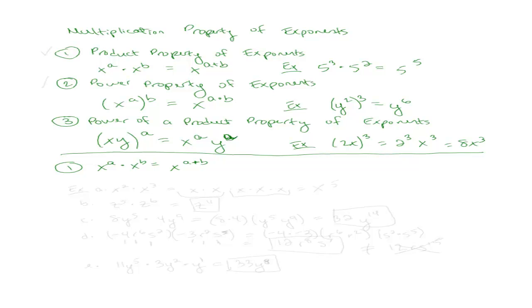So let's talk about where these rules come from. So say we have x to the a times x to the b. We know that's x to the a plus b. Well, let's talk about where that comes from. Let me give you an example.